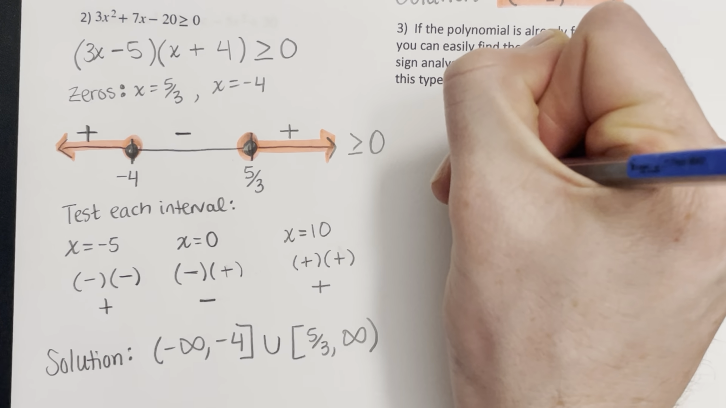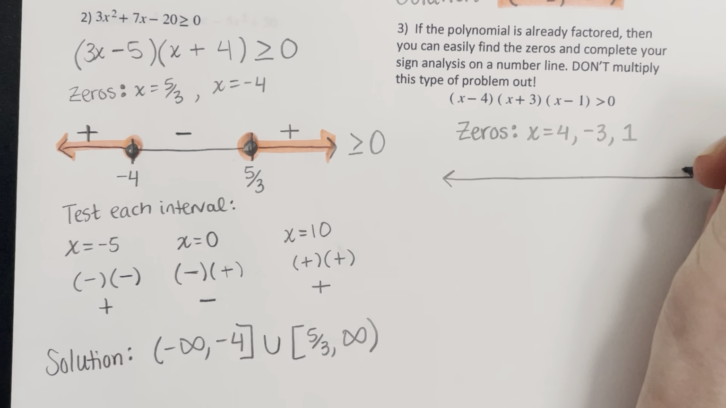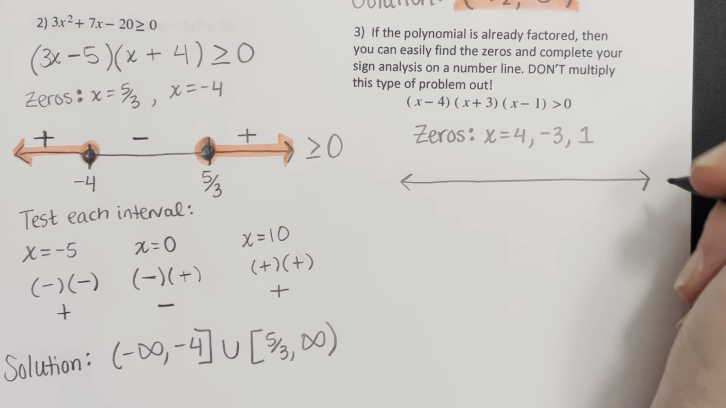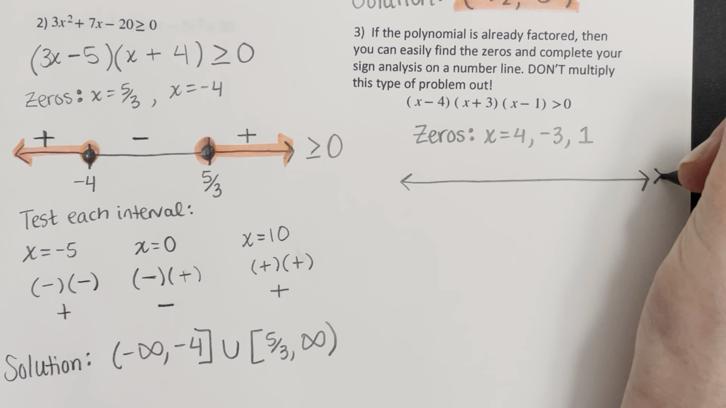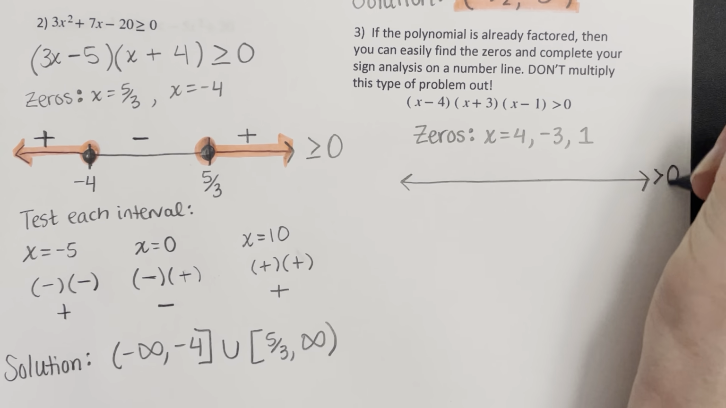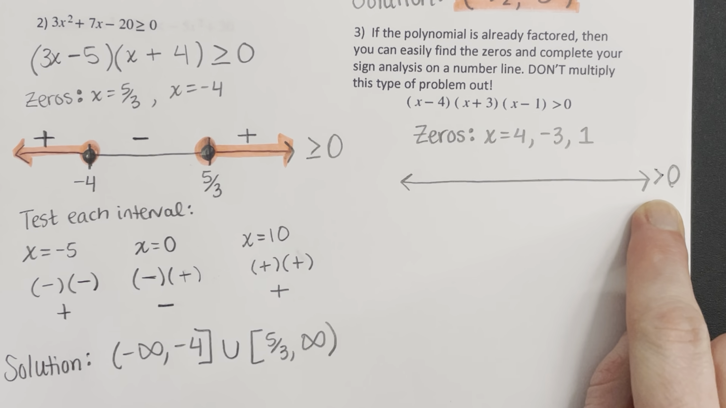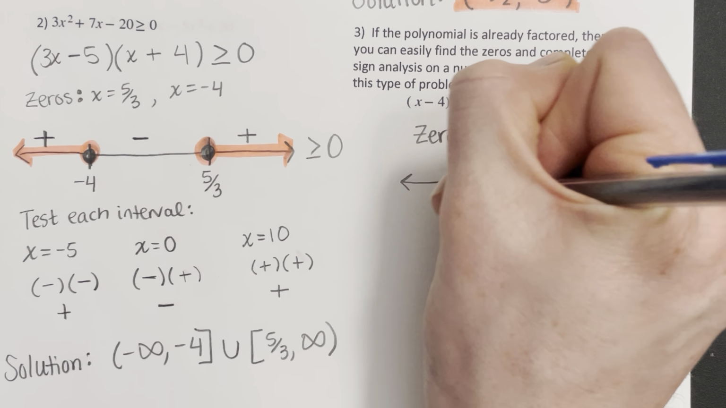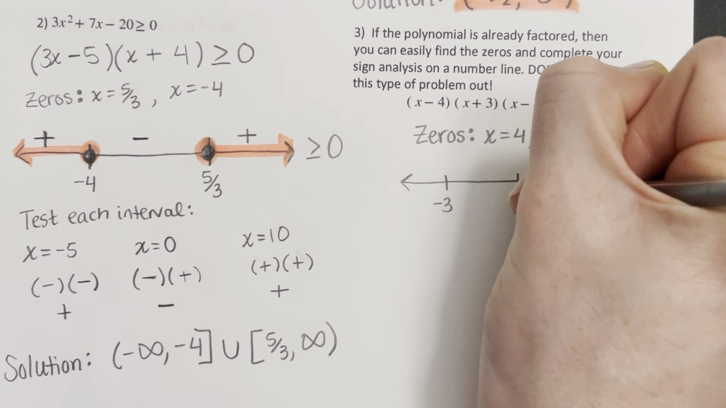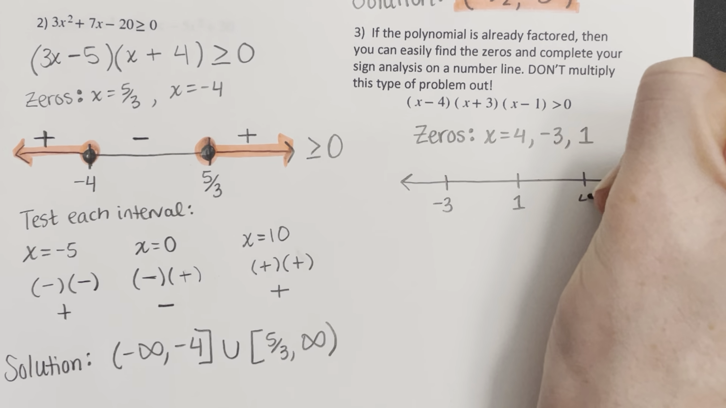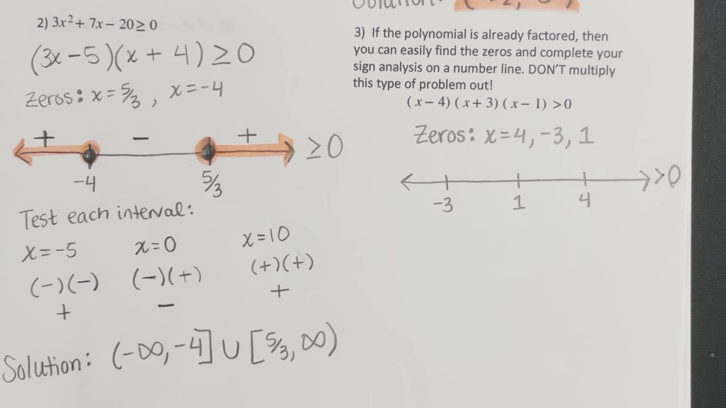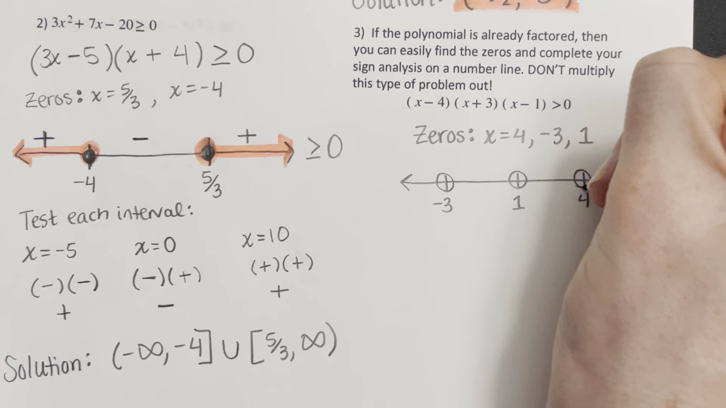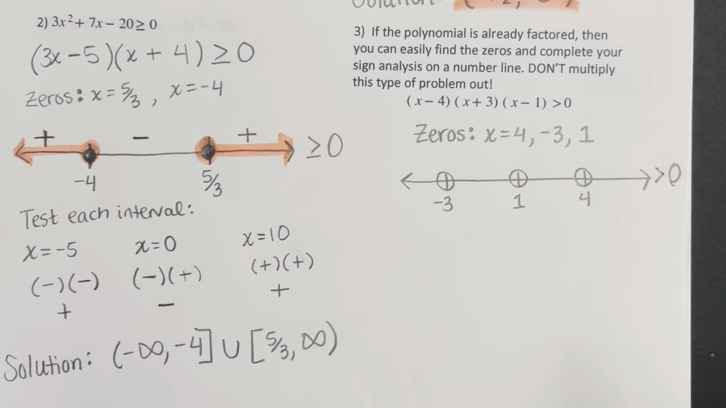We put those on our number line. One thing that I tend to do is put the inequality part off to the right to just kind of serve as a reminder of what am I looking for. I want to know when it's greater than 0. I do know that it's equal to 0 at negative 3, positive 1, and positive 4. We are not including those zeros. So I'm going to use open circles there because we only care about when it's greater than 0.